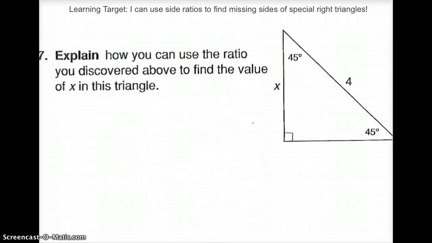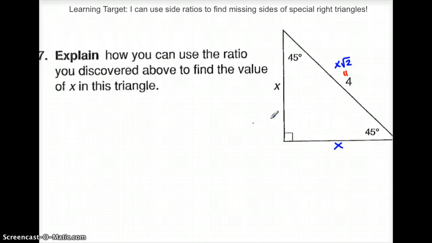Now, how can I use that to help me find the side measures if I know that the hypotenuse is 4? Here's where folks kind of get confused. If this side is x, that means this side is x, and if I'm thinking about the ratios we just talked about, that means that the hypotenuse is x radical 2. But I was given the exact value of the hypotenuse. I know that the hypotenuse is 4.